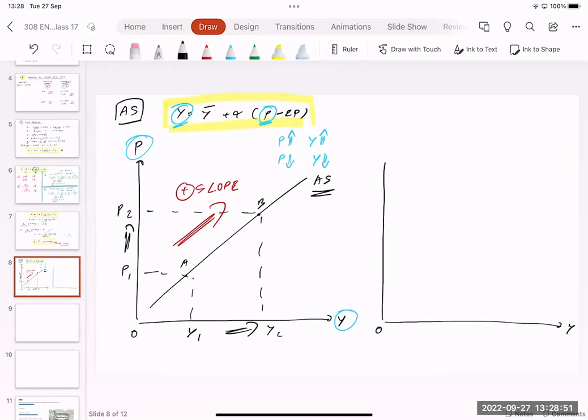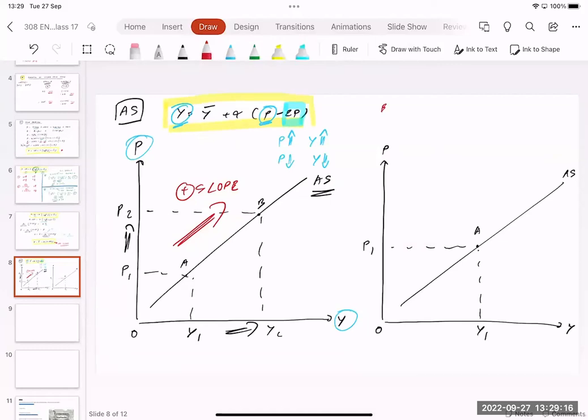This is Y, O, and P. This is the aggregate supply curve. I point down, for example, point A. If the price level stays at P1, GDP stays at Y1, okay? The factor that can shift the aggregate supply curve is gonna be this guy, EP, the expected price, okay?